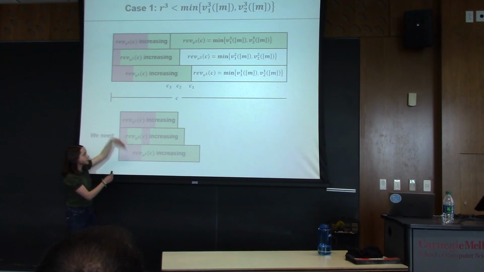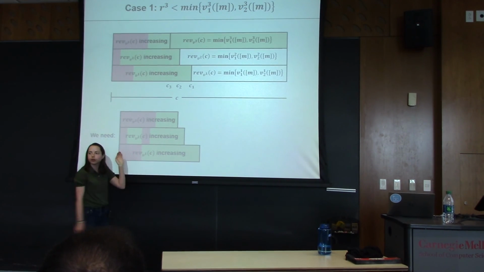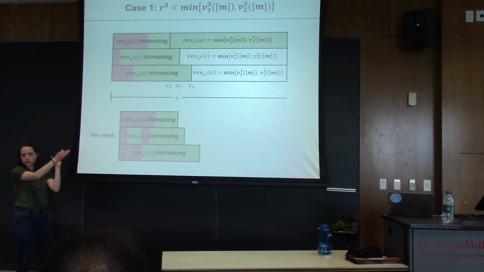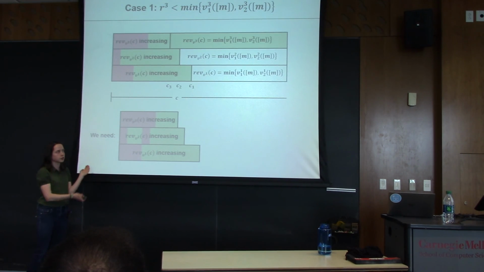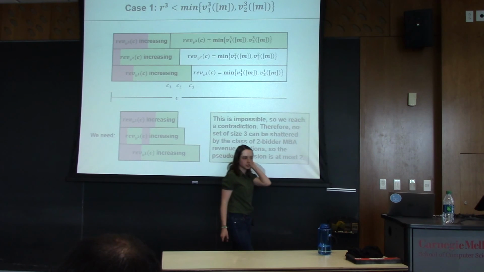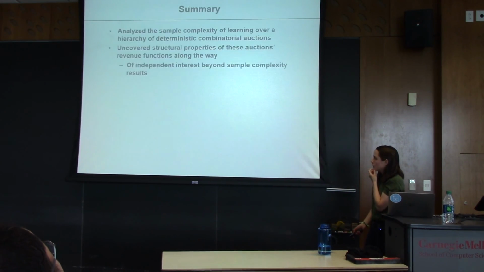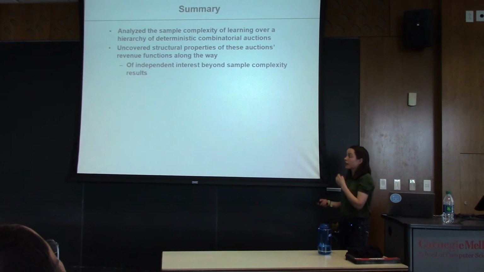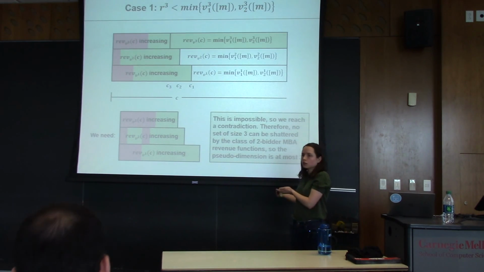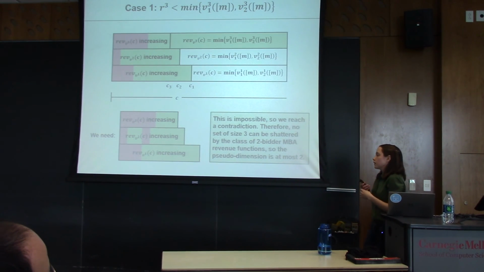But if we were able to get such a labeling, it would have to be that the revenue dipped back below its threshold somewhere in this region where I know the revenue is increasing. So that's impossible. We reach a contradiction. There's no way the coloring could look like this. So we know that no set of 3 samples can be shattered by the class of mixed bundling auctions. So we get our pseudo-dimension result, and that allows us to bound the sample complexity of mixed bundling auctions.